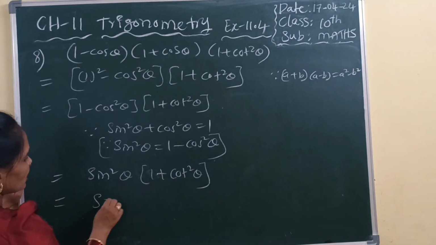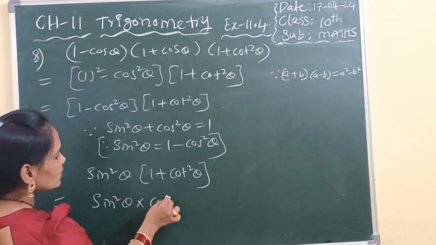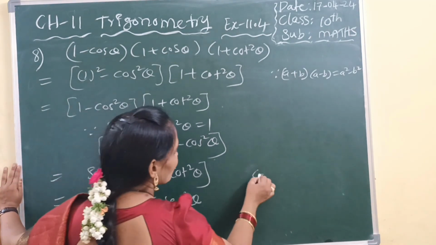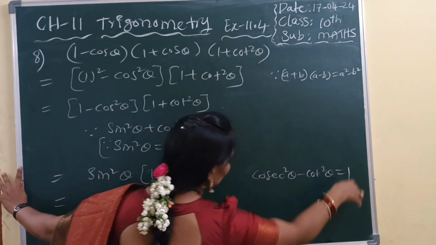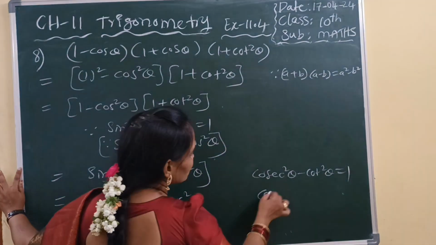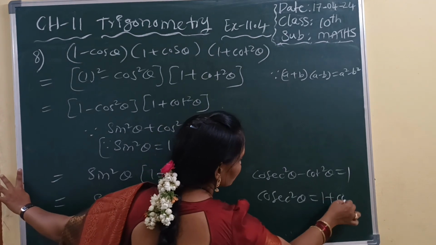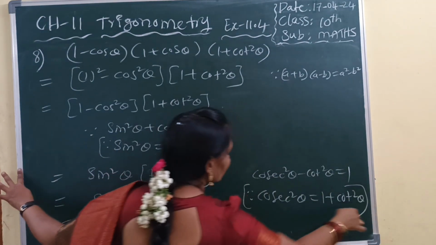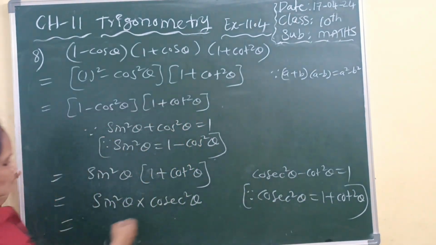Actually, 1 plus cot square theta, what can we write? Cosecant square theta we can write. Why? Because we have the identity cosecant square theta minus cot square theta is equal to 1. Now, cosecant square theta is equal to what? The minus goes to the other side and becomes plus. So instead of 1 plus cot square theta, we can write cosecant square theta.